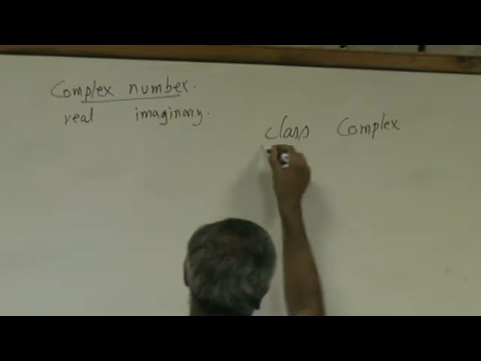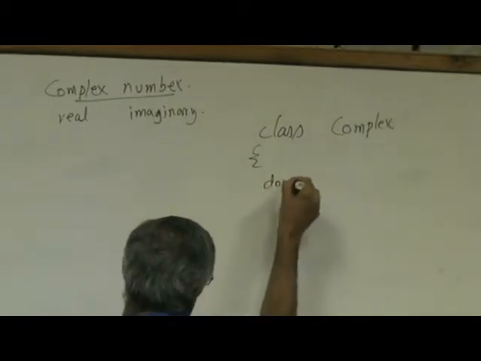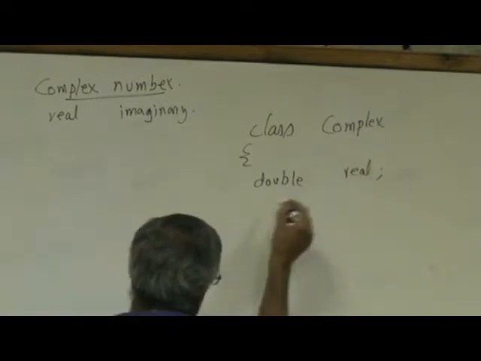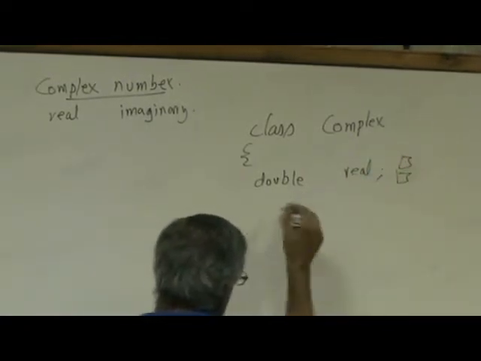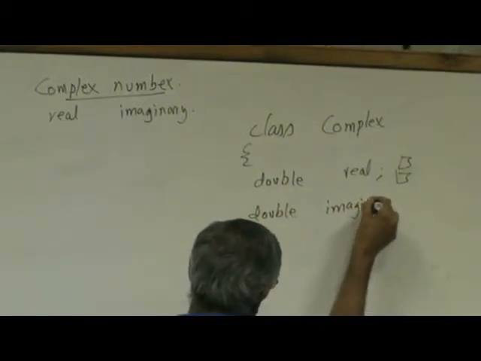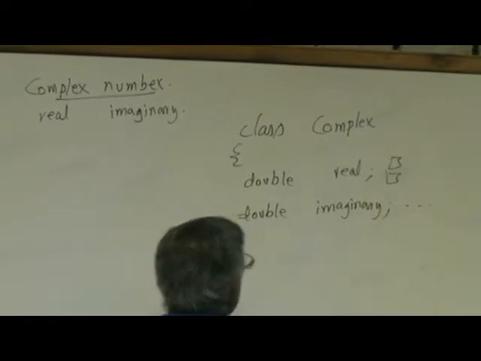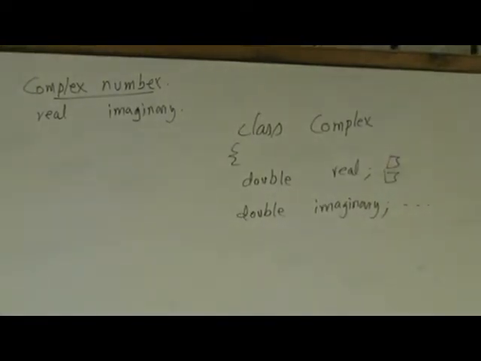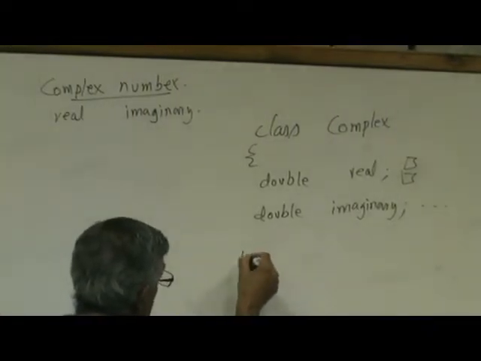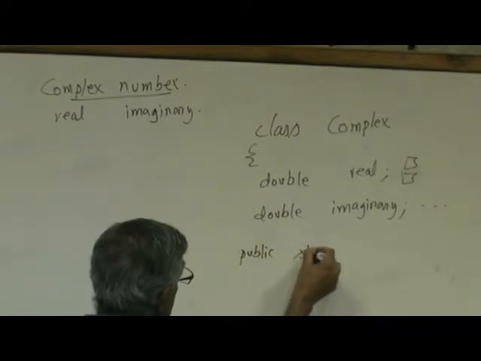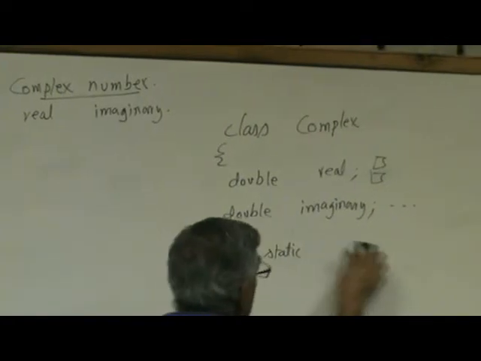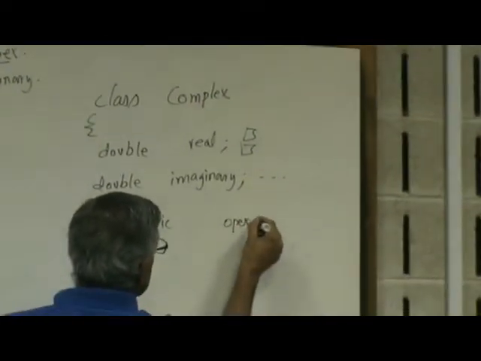Let's say you will create a class called complex. You will declare double, let's say real, and the corresponding get set. Double imaginary, and the corresponding get set, whatever that is, right? Now what you will do is you will say public static operator plus.